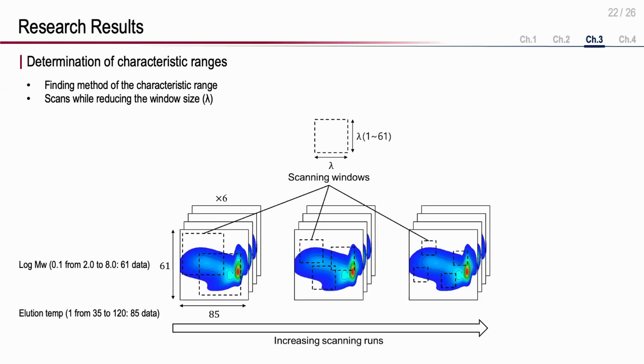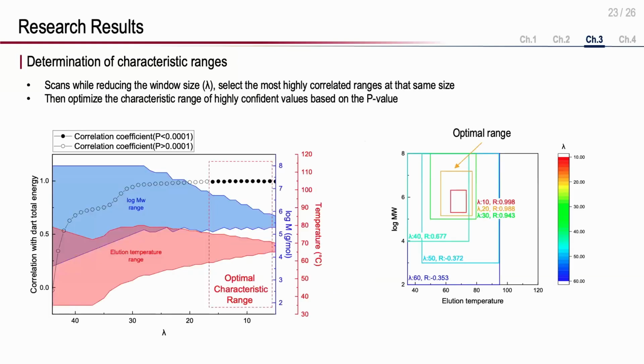And this is the finding method of the characteristic range. The CFC data has 61 data points in the Y direction, and 85 data points in the X direction. It scans while reducing the window size lambda and increasing scanning runs, and selects the most highly correlated ranges at the same size. Then it optimizes the characteristic range of highly confident values based on the p-value. And we can get the optimal range.